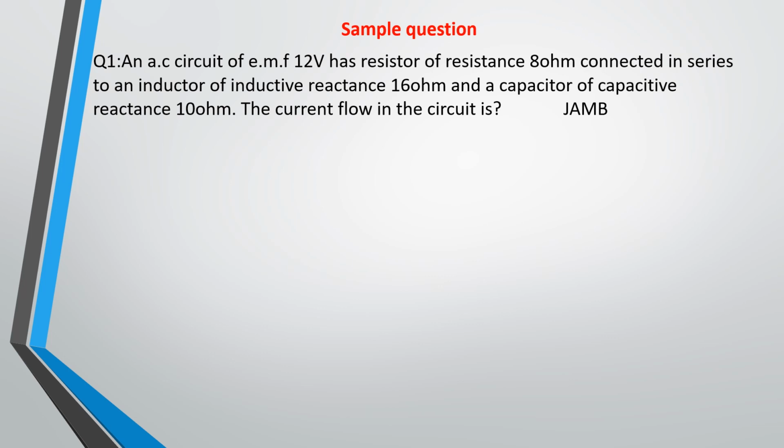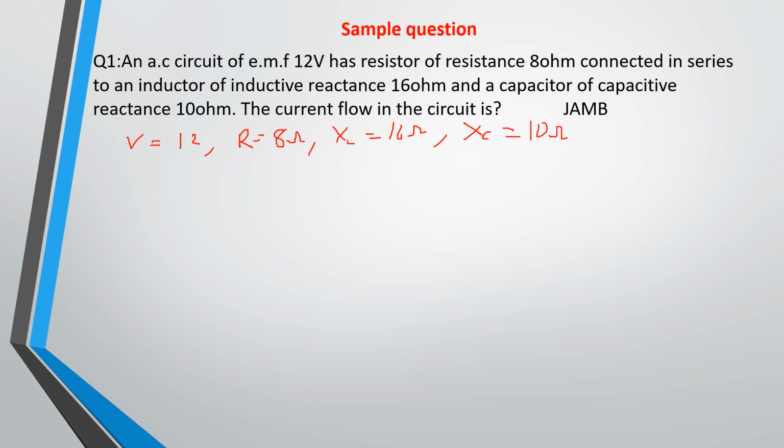So in this question you are given the voltage to be equal to 12 volts. You are given resistance to be 8 ohm. You are given XL to be equal to 16 ohm. You are given XC, which is capacitive reactance, to be equal to 10 ohms.